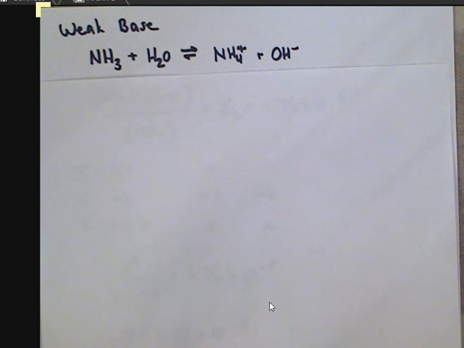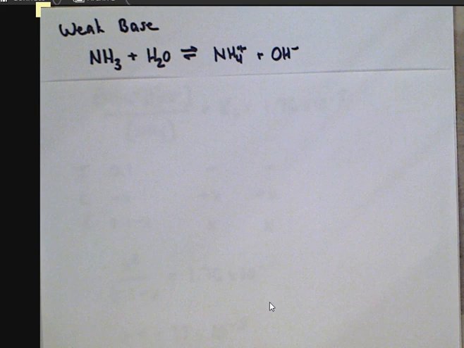Okay, so let's look at an example. We've got a weak base here, NH3, ammonia, reacting with water to form NH4 plus and OH minus. Recognize in this type of equation, there's really no way to get around showing the water because the hydrogen has to come from somewhere. So in this case, water is serving as our acid. Remember, water is an amphoteric compound.